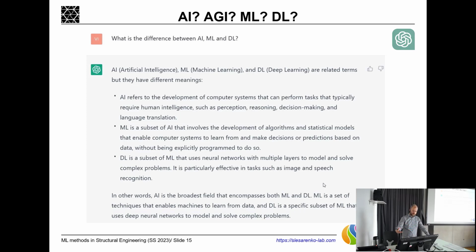Machine learning is a subset that involves the development of algorithms and statistical models that enable computer systems to learn from and make decisions or predictions based on data without being explicitly programmed. And deep learning is a subset of machine learning that uses neural networks with multiple layers to model and solve complex problems. It's particularly effective in tasks such as image and speech recognition. So yeah, now ChatGPT agrees with me, and I'm quite happy with that.